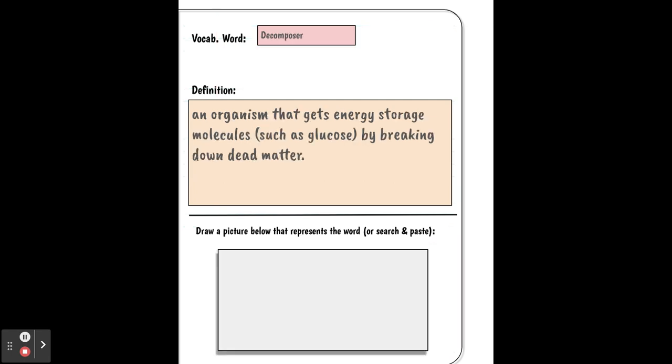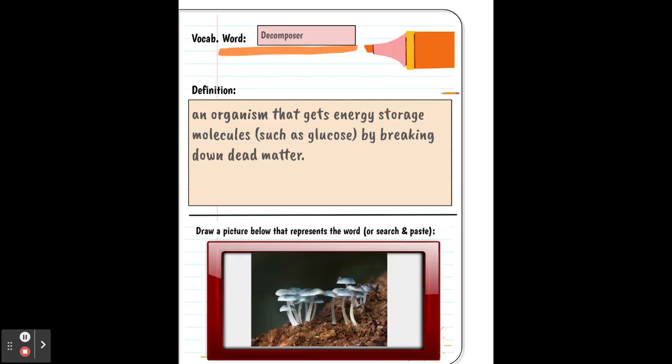And I mentioned decomposers. A decomposer is an organism that gets energy storage molecules such as glucose by breaking down dead matter. So it's kind of the ones that break down everything. They aren't really at the top of the food chain, they're really at the bottom because they usually eat whatever goes down to the bottom, but they can break down everything and they're kind of the last step in the food web. An organism that gets energy storage molecules such as glucose by breaking down dead matter.